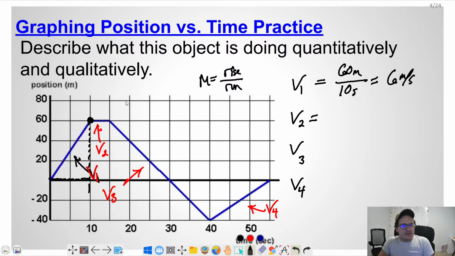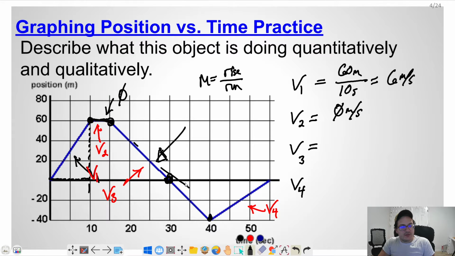Our second velocity here, we notice that this slope is flat. It's straight across, which means it's going to be 0. So your velocity is 0. Up next, we have this downward slope. So we know it's going to be negative, but negative what? Okay, so here's the thing. You can take the slope of the whole line right here. Absolutely. However, I'm just going to take it from here to here.